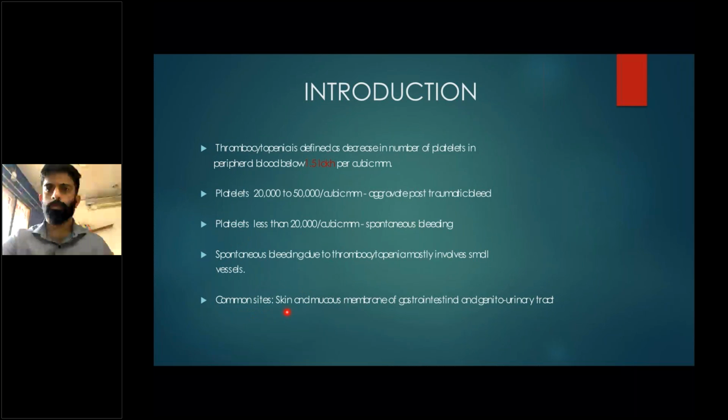The common sites are skin and mucous membrane of gastrointestinal and genitourinary tract. So that is why most of the symptoms are related to these things. So there'll be epistaxis or there'll be hematemesis or melena, and then there can be hematuria and hematochezia and all these things. So that is why these are the most common sites and the most common symptoms are related to these particular sites. So coming to the next slide.